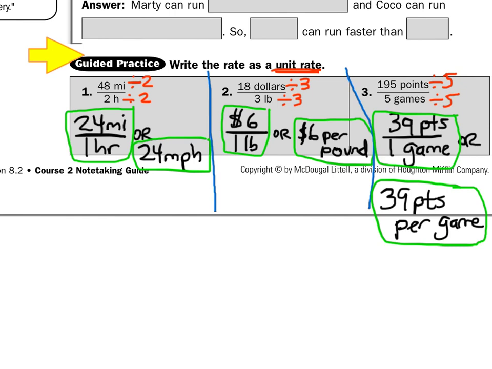All right, and then you can tell, if you can hear her purring, she just loves unit rates. You're just a math kitty, aren't you?